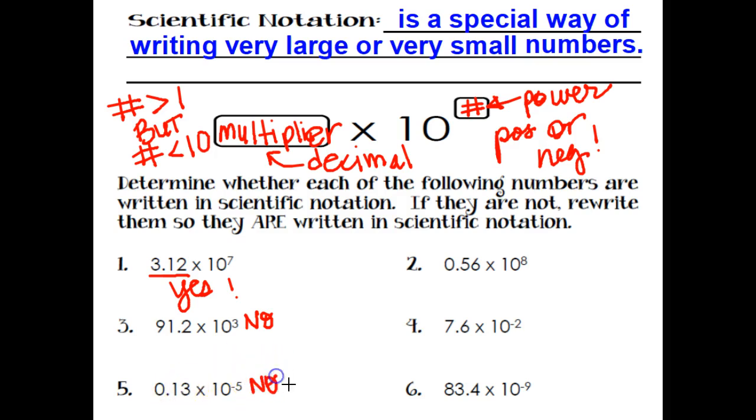No. Okay? So for homework, you're going to say yes or no. And then we're going to come back and write these in scientific notation, so leave some room. So that's your homework. 2, 4, and 6 is on you.